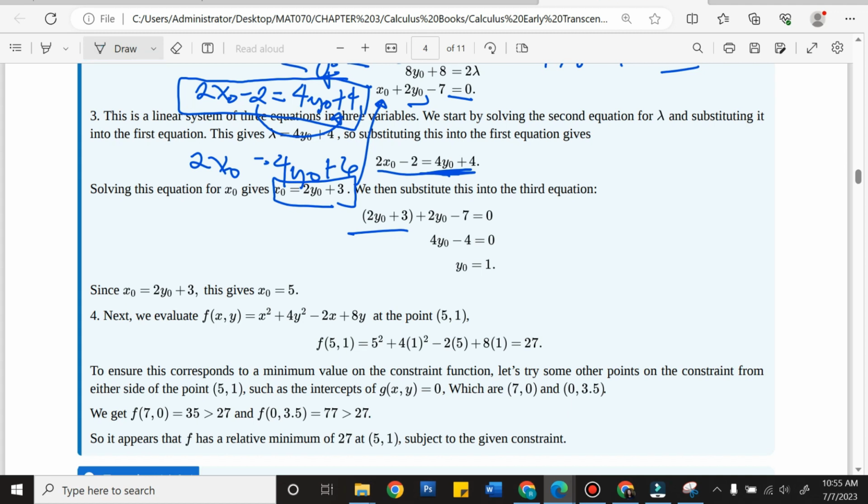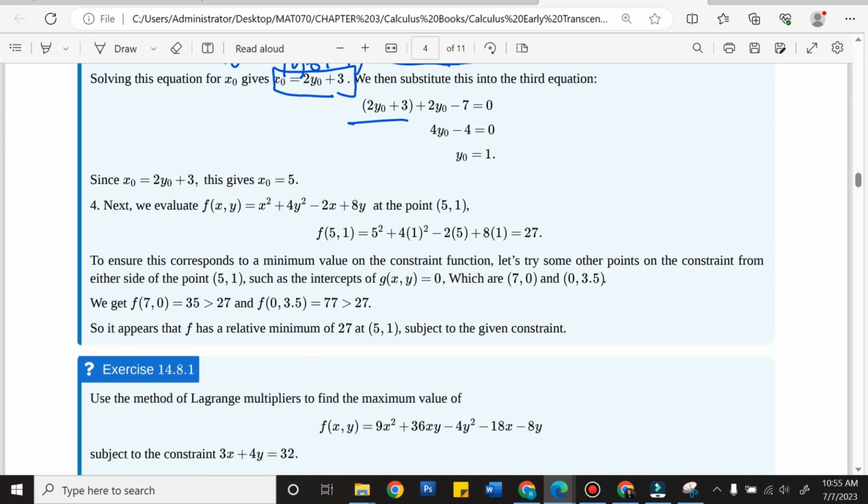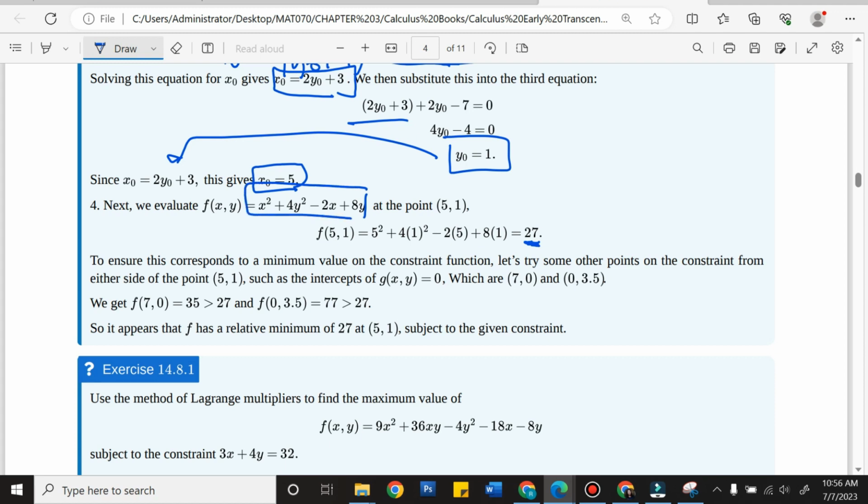Okay. Next, you will get y sub o is equal to 1. Now, since our x sub o is equal to this, we can directly substitute y here. This will give us x sub o as equal to 5. After that, we will try to evaluate the original function at the points we got, which is 5, 1. By direct substitution, you will have 27. So, this comes from the original function.